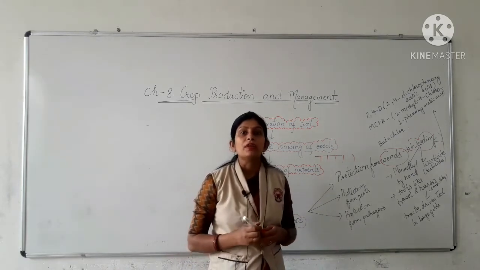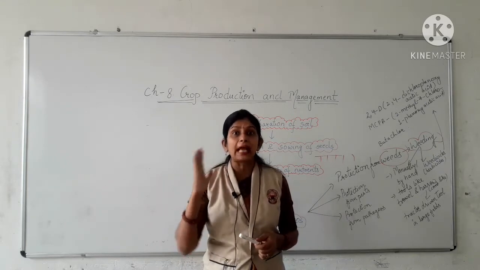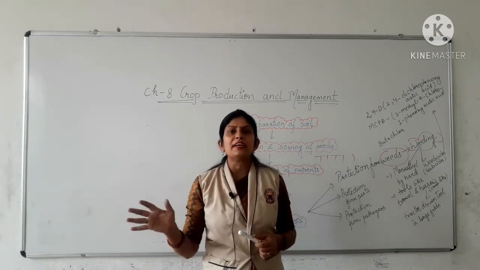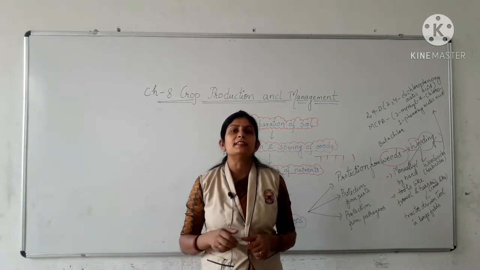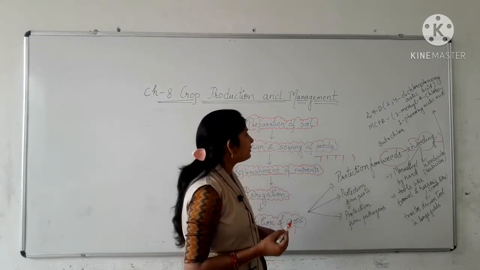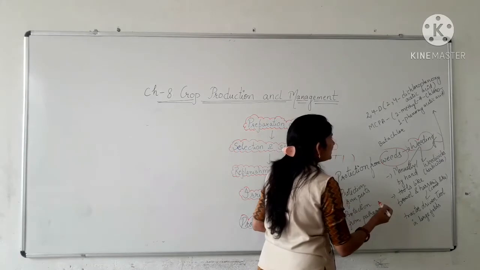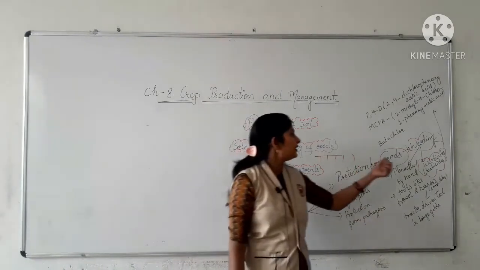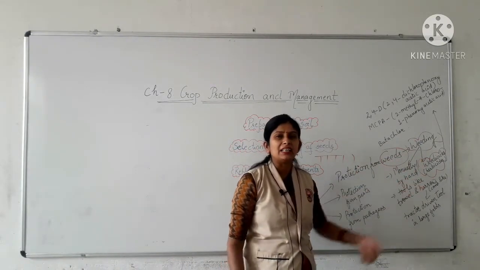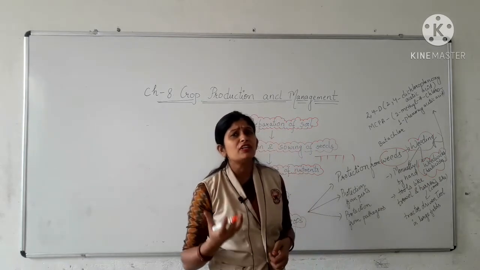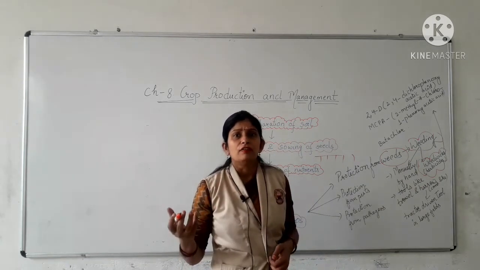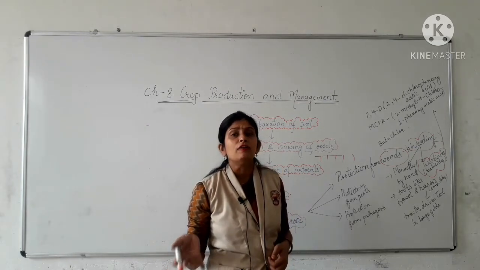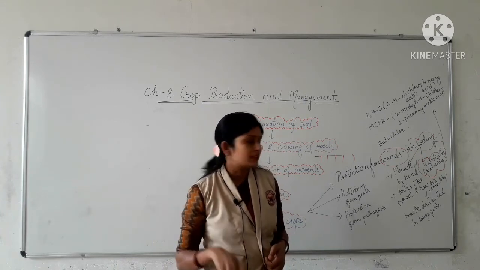Now, there are certain harmful chemicals which are used to kill all the weeds or undesirable, unwanted plants in the fields. These chemicals are known as weedicides or herbicides. So weedicides, also known as herbicides, are certain harmful chemicals which kill weeds, which destroy weeds, unwanted plants or undesirable plants from the fields.